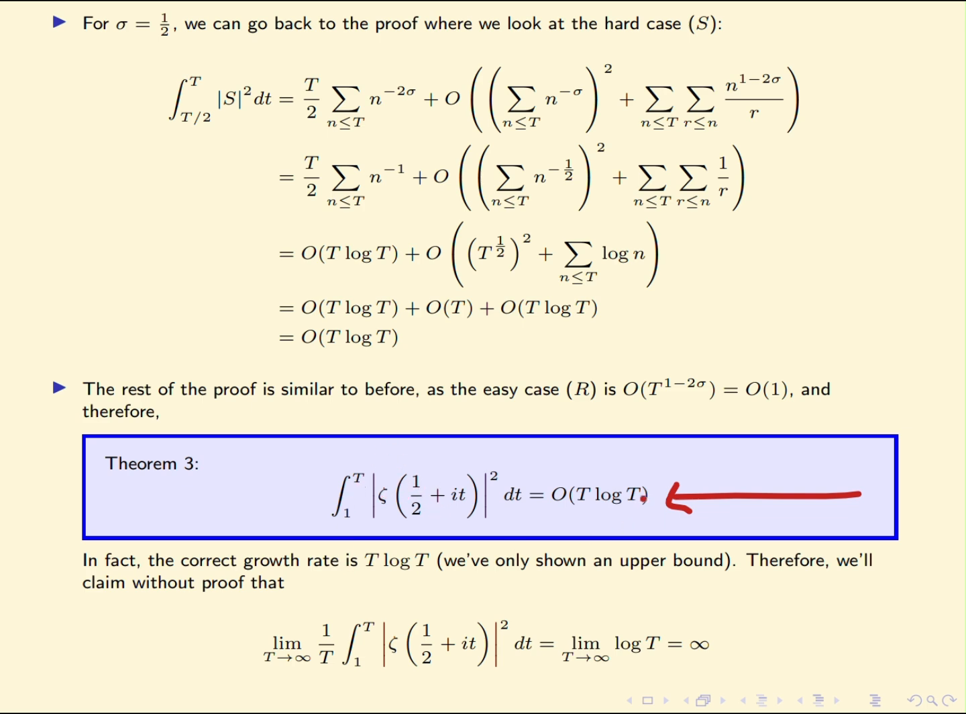And in fact, I'm going to claim that the growth rate is actually T log T. Remember, O is just an upper bound of the growth rate, but I'm going to claim without proving it for this episode, but maybe in a later episode we'll prove, that the actual correct growth rate is T log T. And therefore, if you take this limit as T goes to infinity of 1 over T times this, you will get the limit of log of T. Remember, 1 over T times T log T is just log of T, and that is infinite.